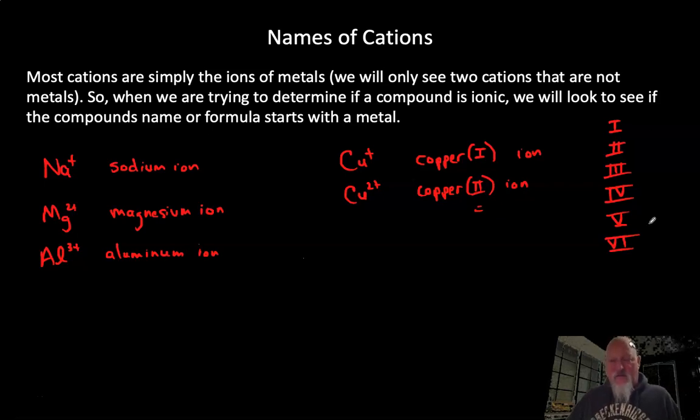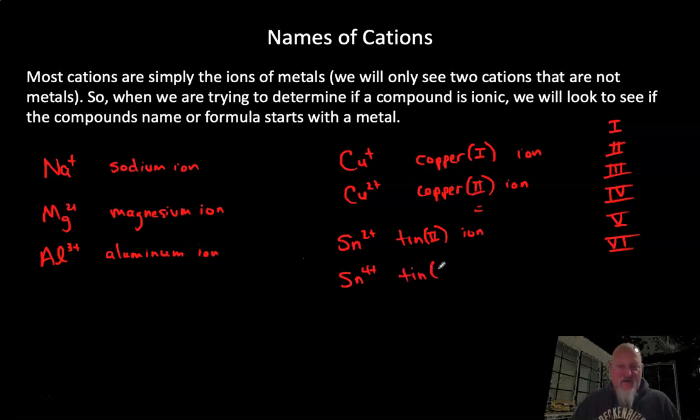Okay, so those are the Roman numerals we'll use in the parentheses to show us the charge of the ions. The other one would be like tin. Tin has a 2 plus and a 4 plus. So when we name those, the 2 plus is going to be called the tin 2 ion, and the 4 plus is going to be called the tin 4 ion, where the Roman numeral is just the charge of the ion you're dealing with.